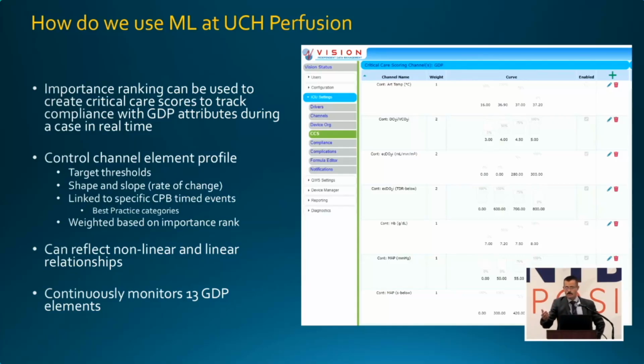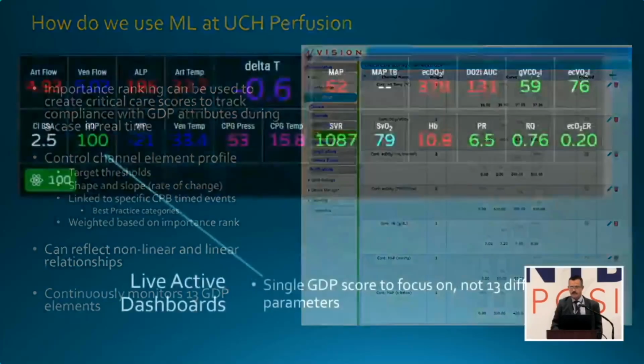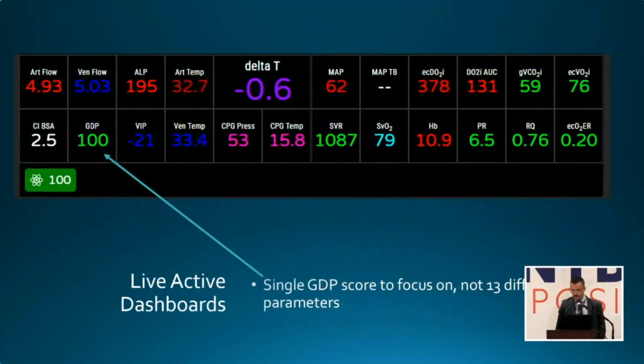For example, we know that avoiding arterial blood hyperthermia is also a risk factor for AKI, but it is a much lower priority than our DO2 VCO2 ratio, which we rate higher. So by setting up all these GDP parameters then, we can create a critical care score, which displays in our heads-up dashboard like this as a GDP number.